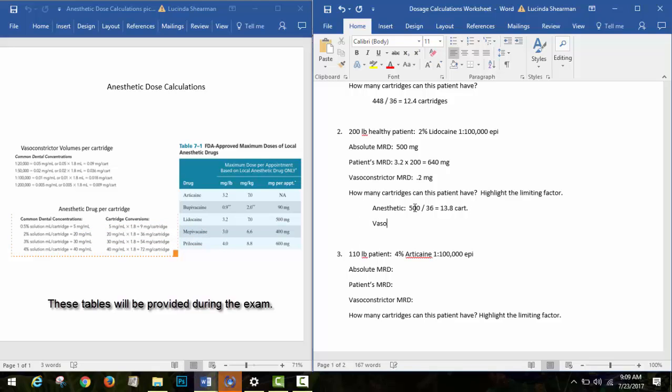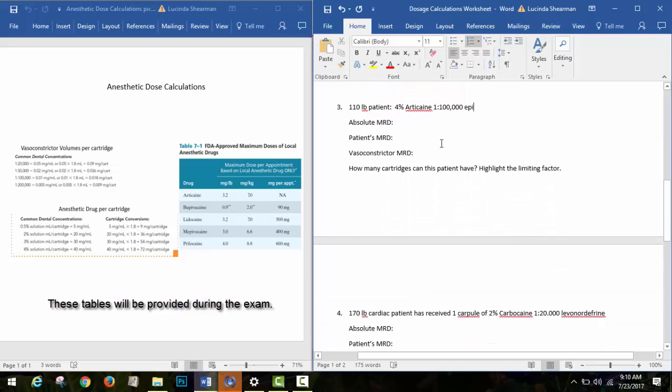Based on vasoconstrictor, 0.2 is the MRD. There is 0.018 milligrams of vasoconstrictor in each cartridge. So that equals 11.11 cartridges. So comparing these two, the vasoconstrictor is the limiting factor at 11 cartridges.